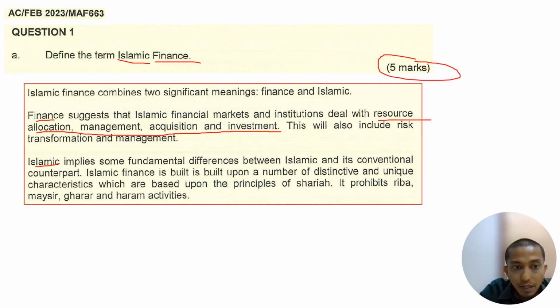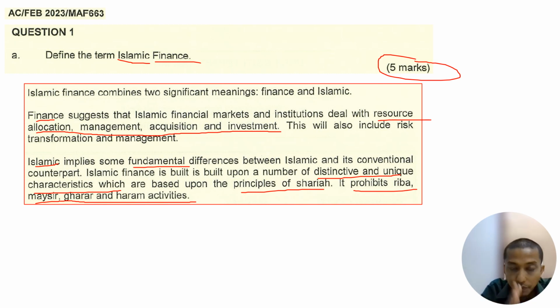Explain the fundamental difference between Islamic finance and its conventional counterpart. Islamic finance is built upon a distinctive and unique characteristic, which is based on the principle of Sharia, or you can use Maqasid al-Sharia. The critical, fundamental point is that it prohibits riba, maysir, gharar, and haram or prohibited activities. Right, so this is the first part.